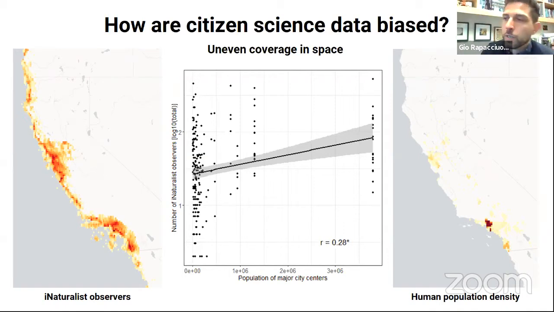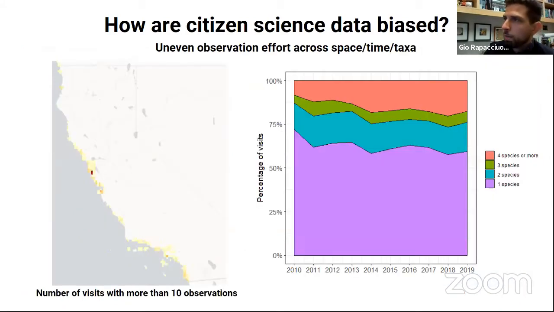observers are distributed unevenly across the coast as well. And so this is the pattern of iNaturalist observers on the left here. And you can see that that is pretty tightly correlated with human population density across the coast. So big cities generally have a higher number of iNaturalist observers, unsurprisingly.